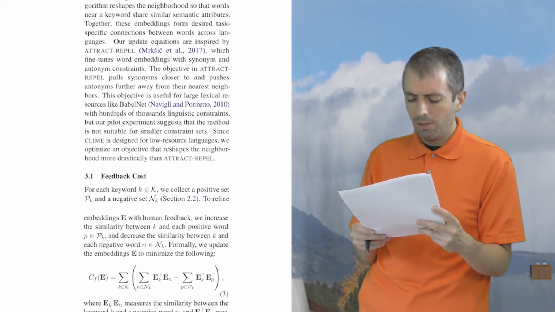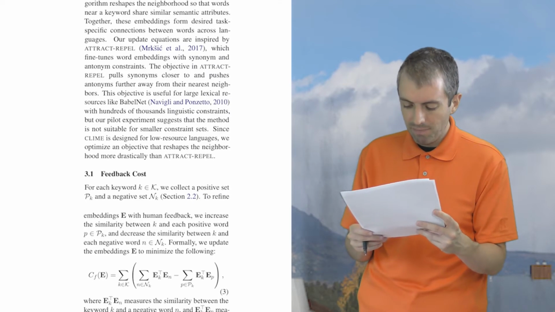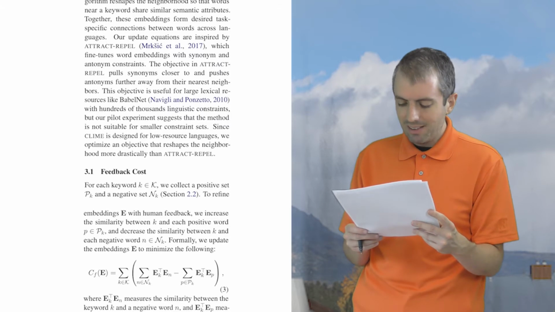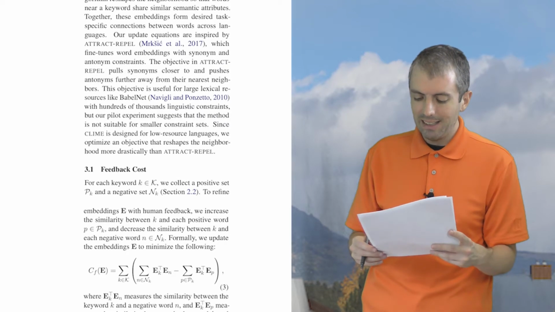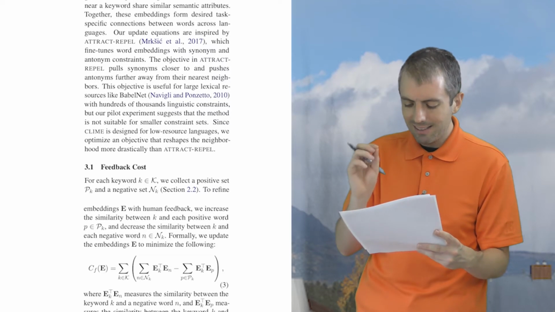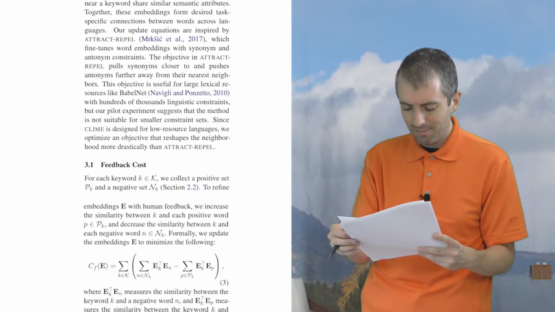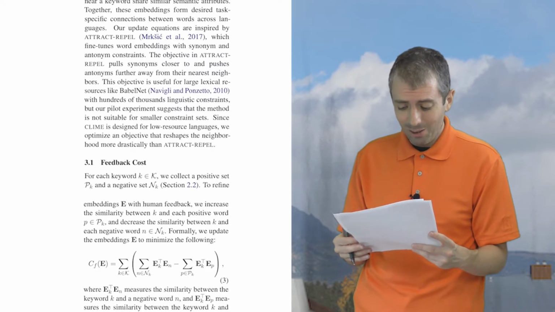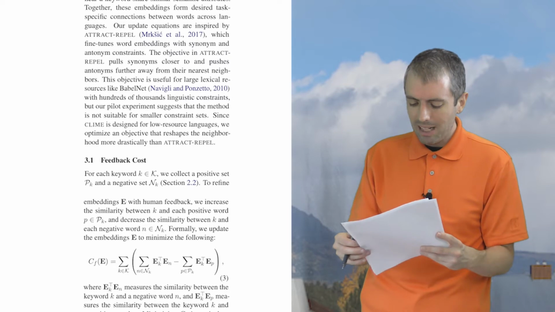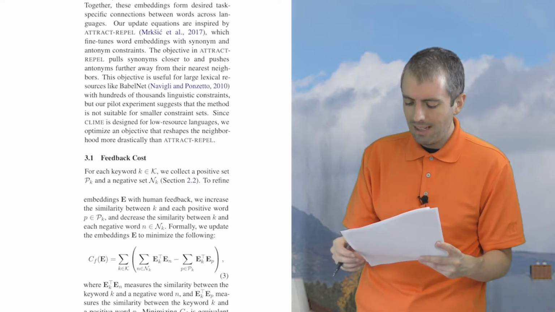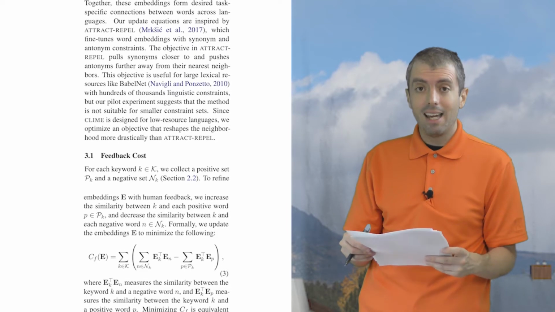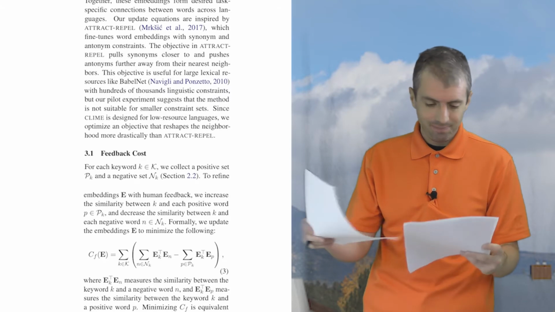This objective is useful for lexical resources like BabelNet, with hundreds of thousands of linguistic constraints, but our pilot experiment suggests that the method is not suitable for smaller constraint sets. Since Climb is designed for low-resource languages, we optimize an objective that reshapes the neighborhood more drastically than attract-repel.